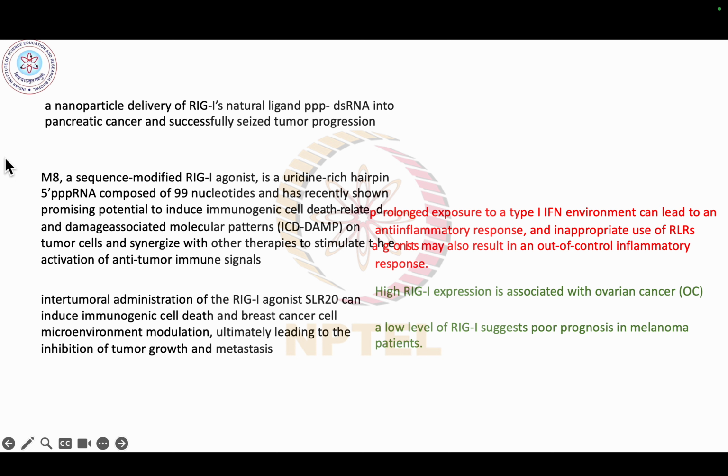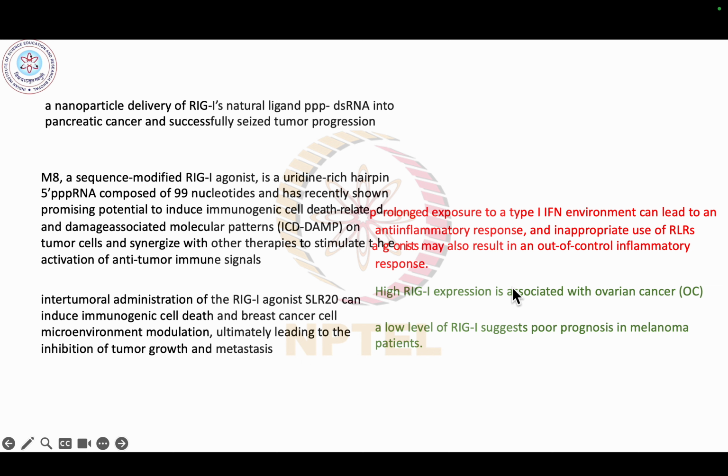M8, a sequence modified RIG1 agonist, is a uridine-rich hairpin 5' RNA composed of 99 nucleotides and has recently shown promising potential to induce immunogenic cell death and damage associated molecular patterns on tumor cells, and synergize with other therapies to stimulate the activation of anti-tumor immune signals. Intratumoral administration of the RIG1 agonist SLR20 can induce immunogenic cell death and breast cancer microenvironment modulations, ultimately leading to the inhibition of tumor growth and metastasis.